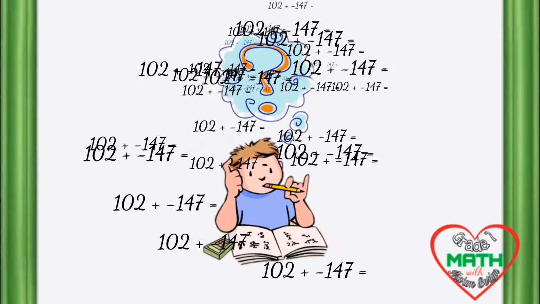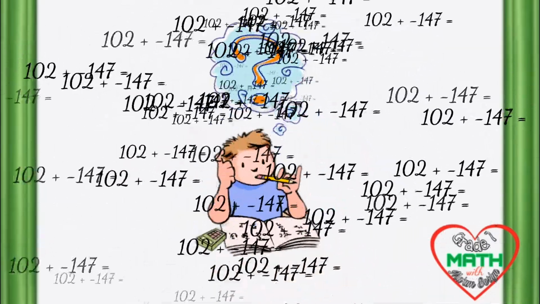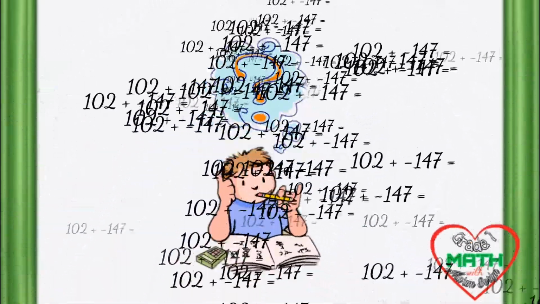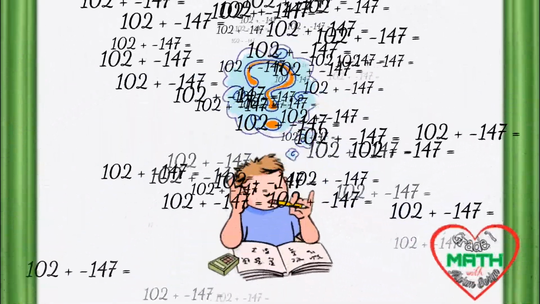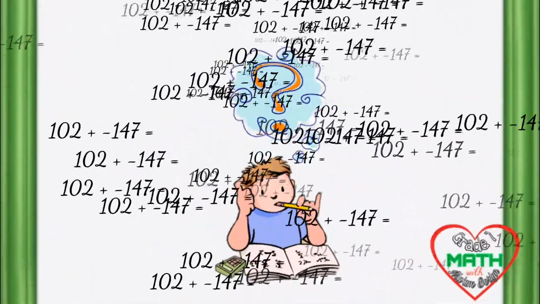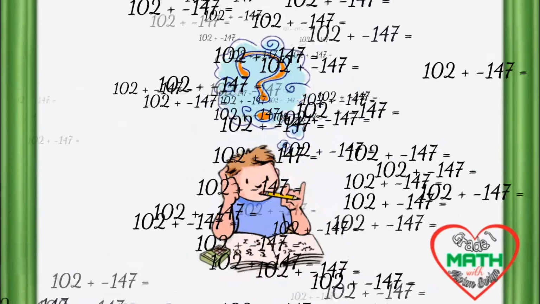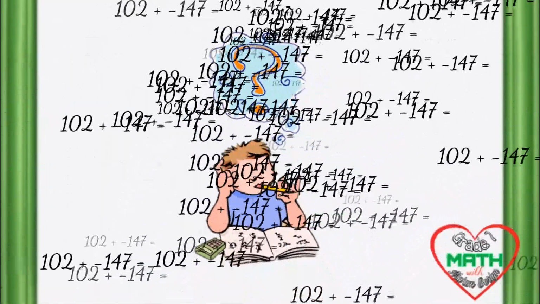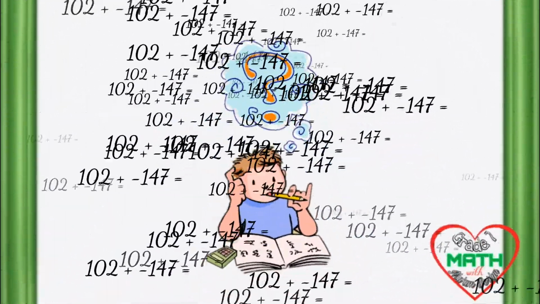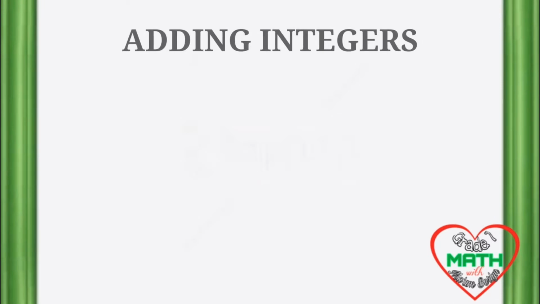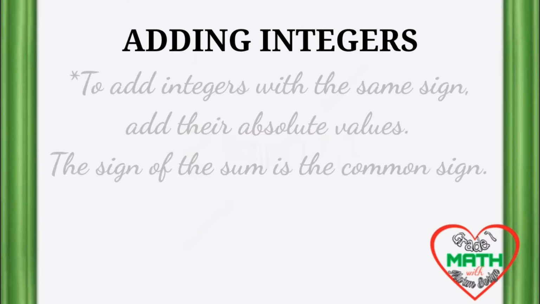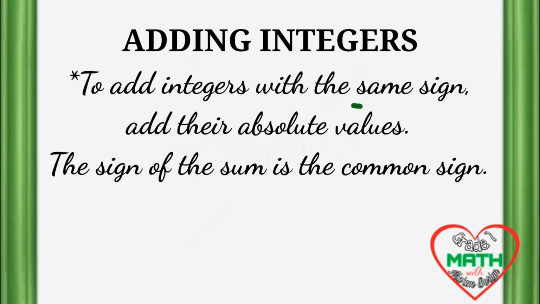Now what if we have bigger numbers to add, subtract, multiply, and divide? Using number line to bigger numbers will take us more time to come up with the answer. That is why we have rules in operations of integers. Let's take it one by one. Adding integers. To add integers with the same sign, add their absolute values. The sign of the sum is the common sign.